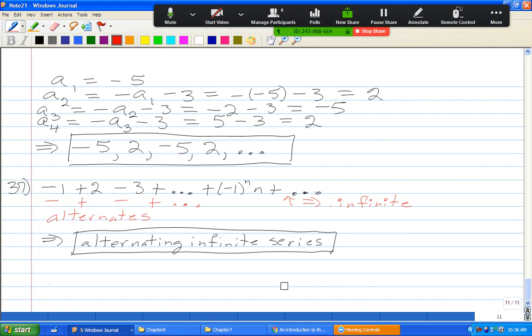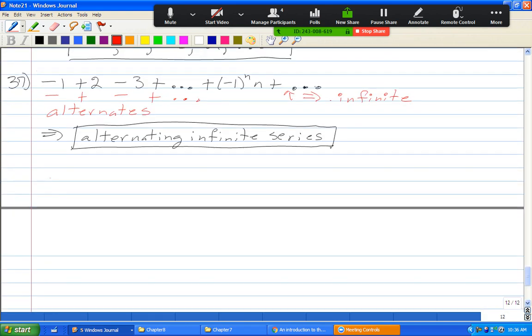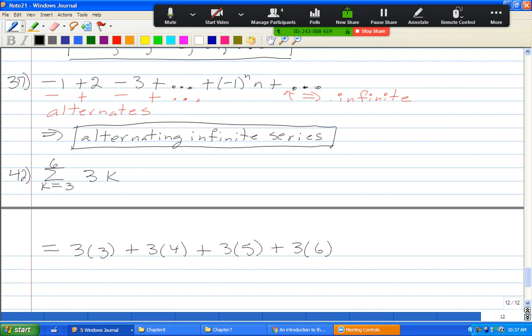Okay, let me do problem number 42. So the sum, k equaling 3 to 6, of 3k. I'll replace k by 3, 4, 5, 6.